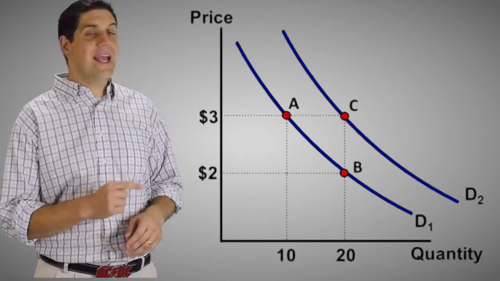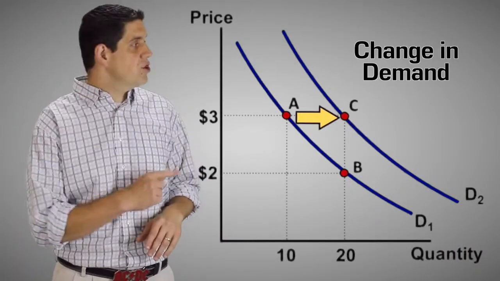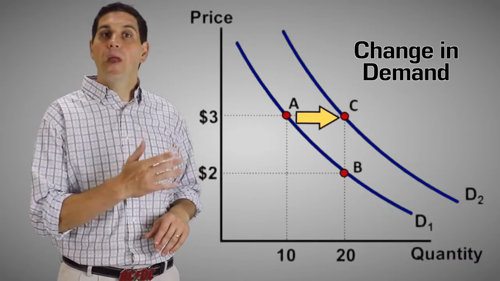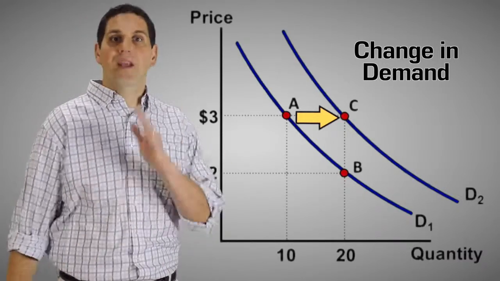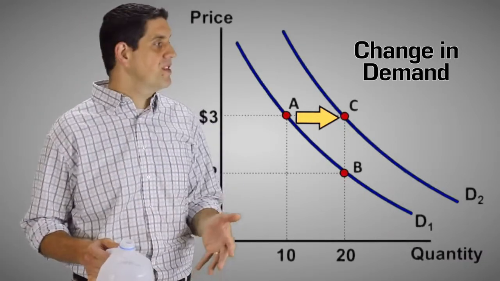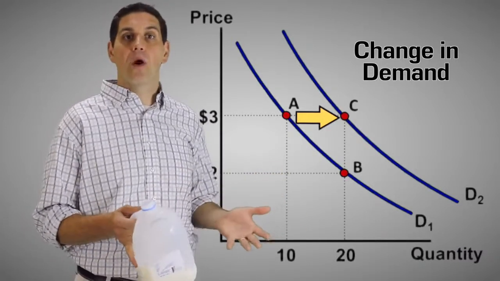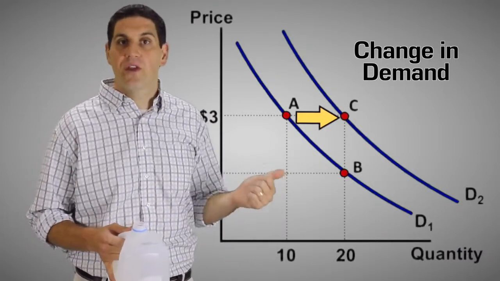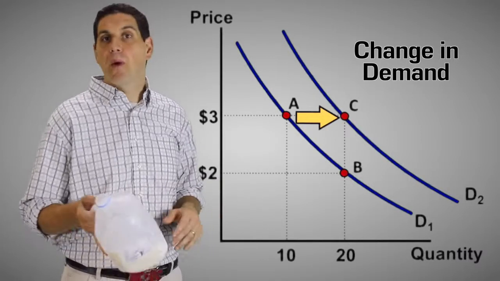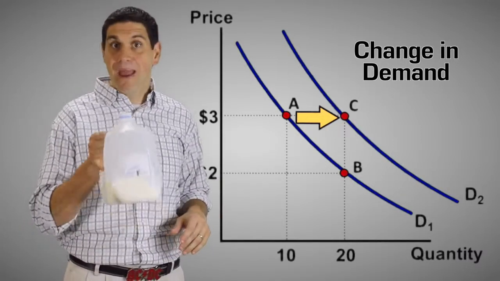Now A to C is a change in demand. Price doesn't change. Price stayed at 3, but people decided to buy more. Why? Well, because of the 5 shifters. Like tastes and preferences. If people prefer and want more milk, then the entire demand curve will shift to the right. At that same $3 price, people want more, so that's a change in demand.